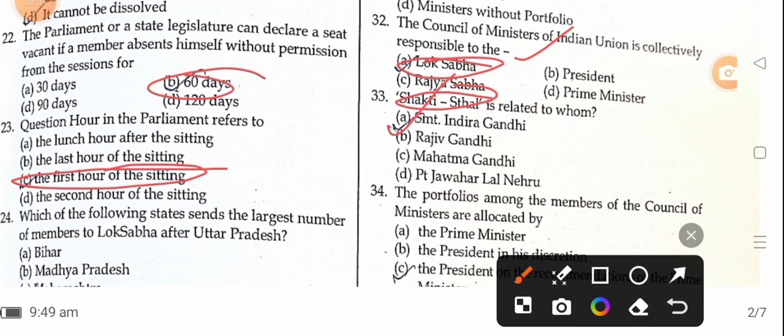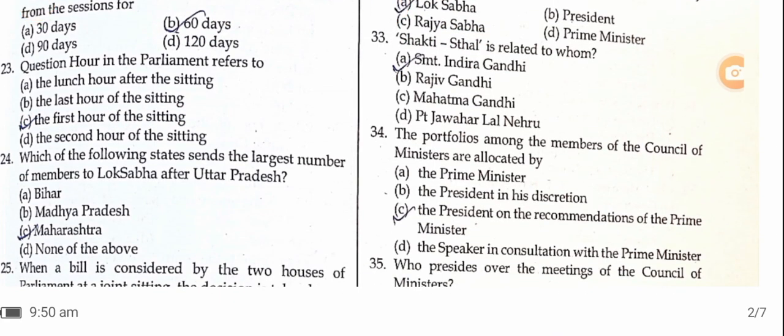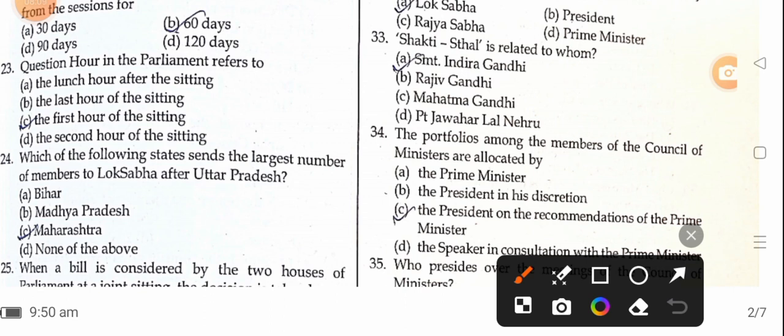The portfolios among the members of the Council of Ministers are allocated by the President on the recommendation of the Prime Minister. Option C is the right one. Which of the following states sends the largest number of members to Lok Sabha after Uttar Pradesh? Maharashtra.